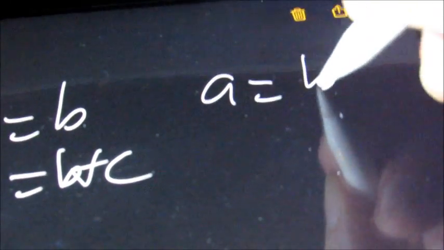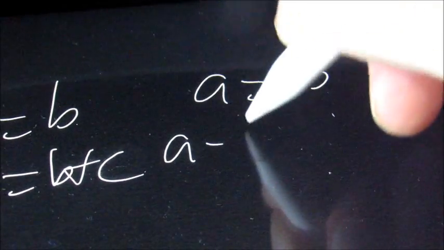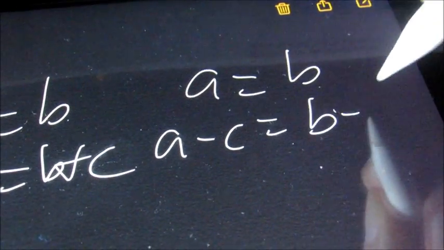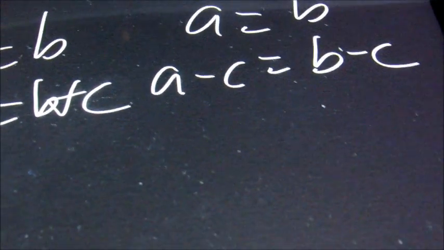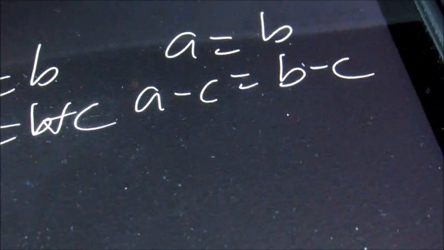So the basics here that we're doing is if we have that A equals B, then if we were to add C to both sides, they would stay equal. So A plus C equals B plus C. Also, if we had A equals B and we subtracted, A minus C is going to equal B minus C, because we took away the same amount from both sides.